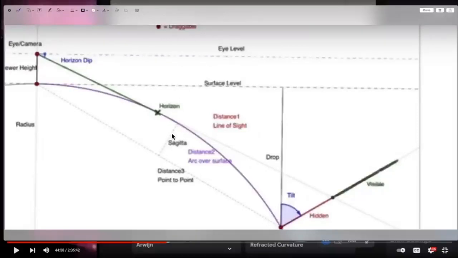Notice too the sagitta here, which is also called the versine. By using the sagitta or the versine, we can get an idea of the relationship between the chord line and the line across the surface of the Earth, which is an arc.